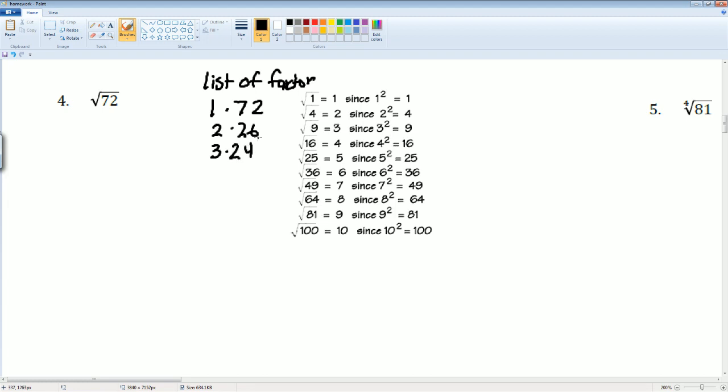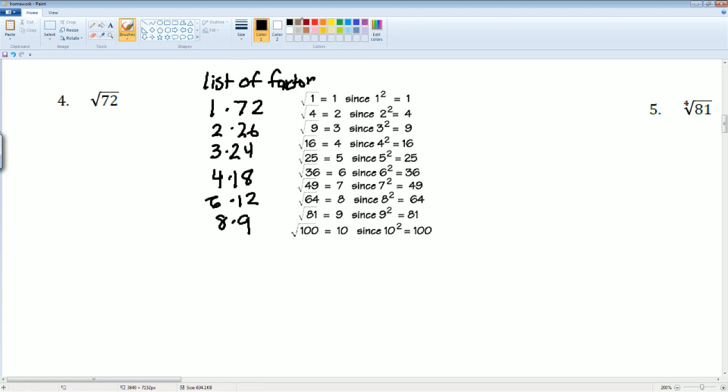I'm just using a calculator for this. Oh, I also have 4 and 18. Anything else? 72 divided by 5. Nope. 72 divided by 6. I have 6 and 12. 7, no, 7 does not do that. What about 8? Ooh, 8 and 9.